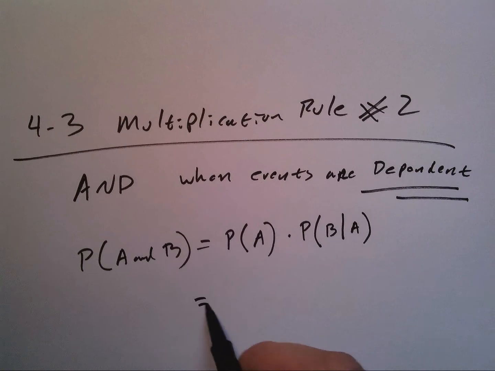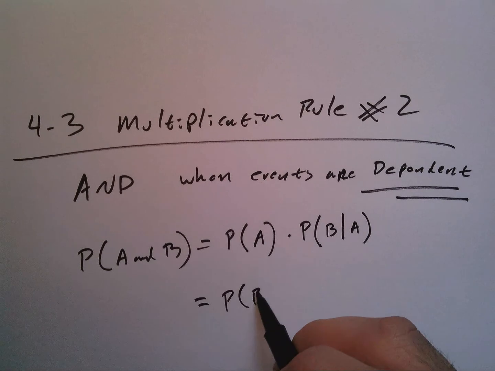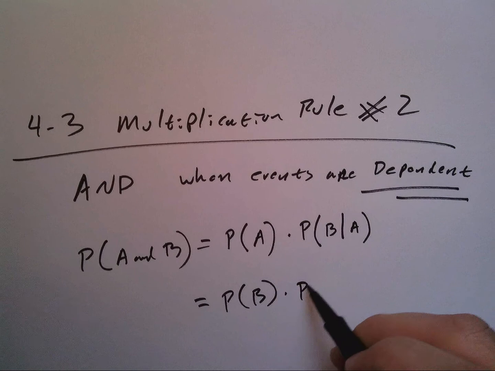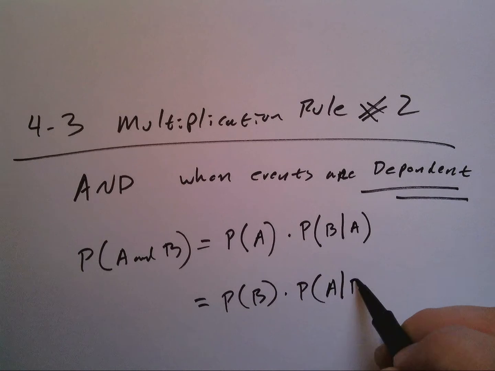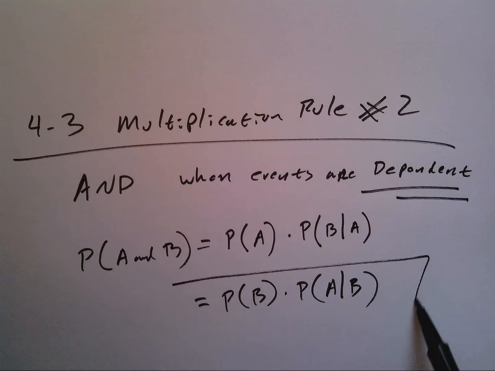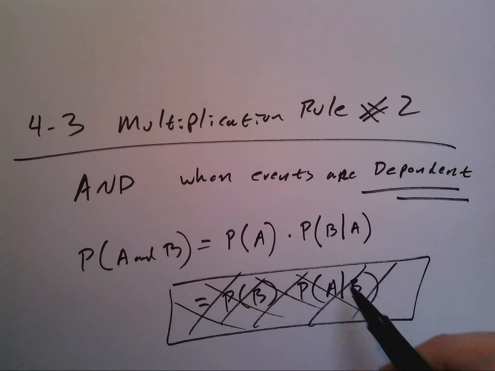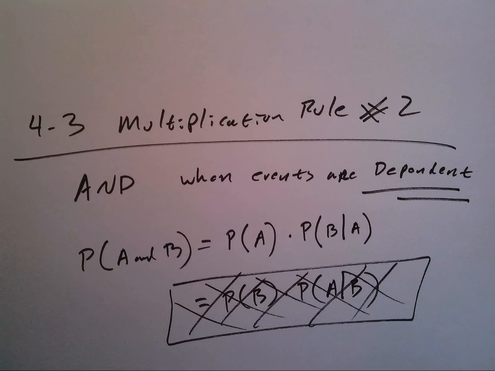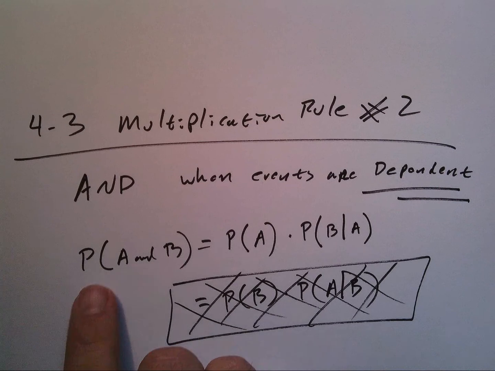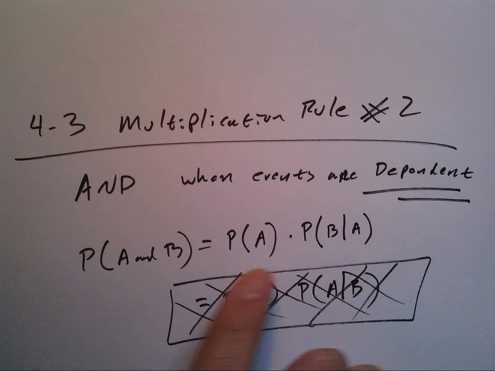Similarly, it's also the probability of B times the probability of A given B, but we're not really going to talk about this. And that would bring up something else called Bayes' law. But just so you know, it's commutative, the "and" statement. I could have written it out backwards. But right now, let's just focus on the basic multiplication rule number 2.